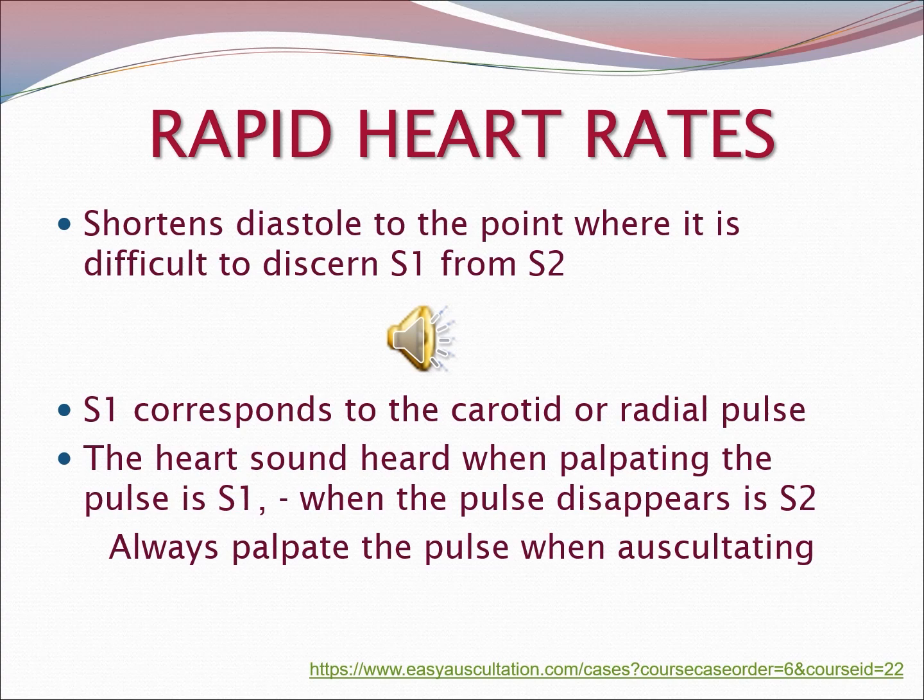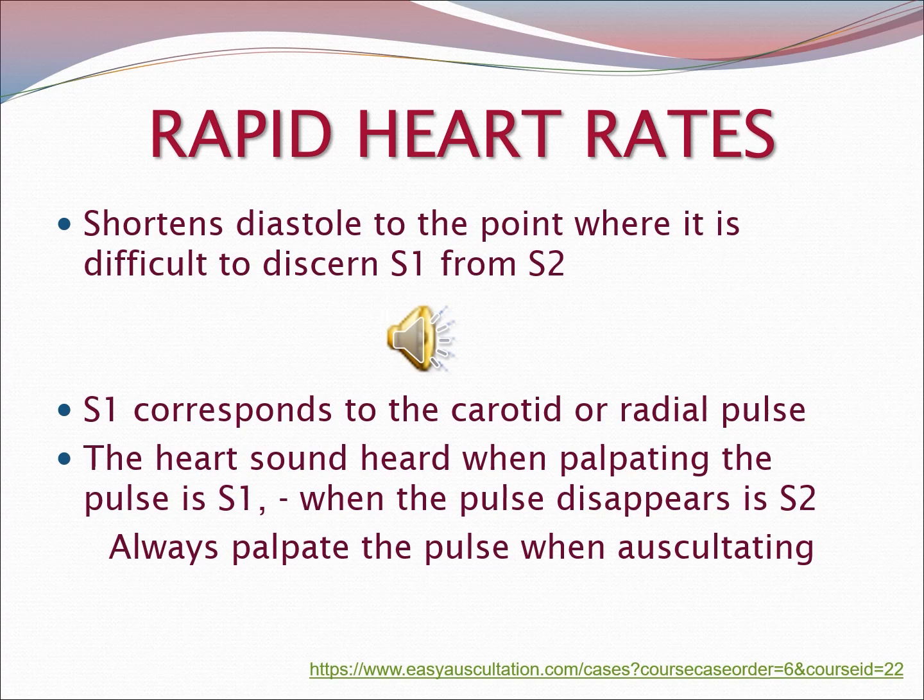S1 will correspond to the carotid or radial pulse. So the heart sound heard when palpating the pulse is S1. When the pulse disappears, it is S2, and that is how you can discern between S1 and S2 on a rapid heart rate. It is a good habit to develop: palpate the pulse when auscultating. When you have your stethoscope on the chest, palpate the radial pulse, and you'll note S1, and then S2, you will not feel it.